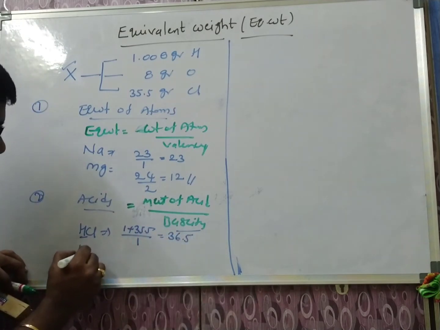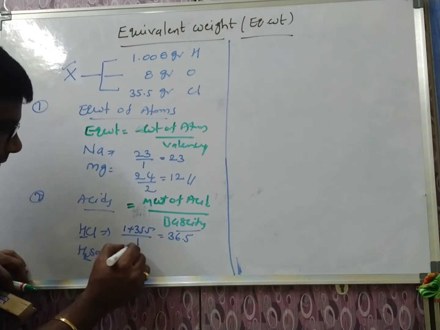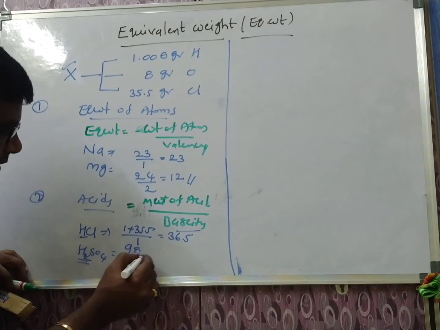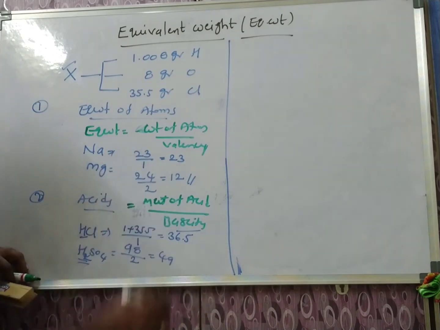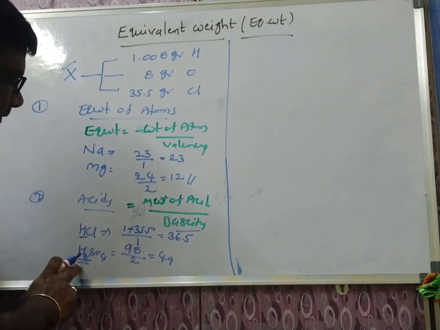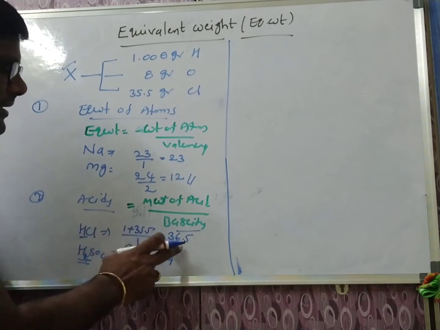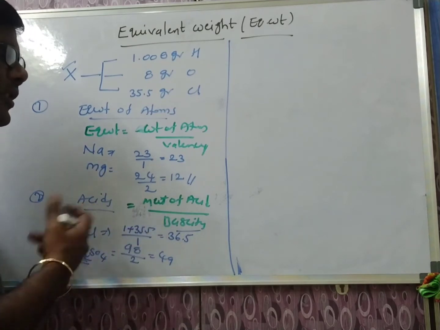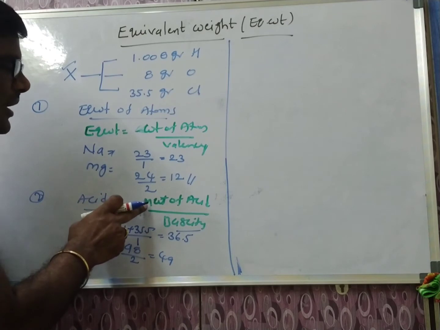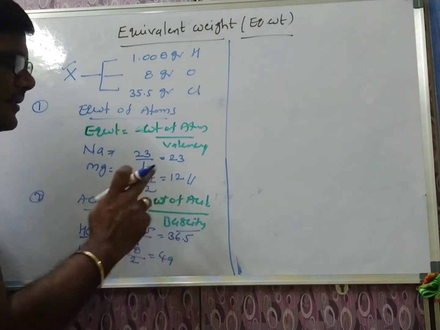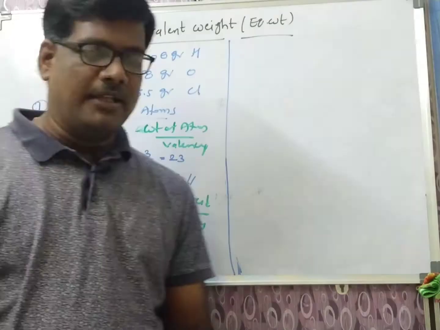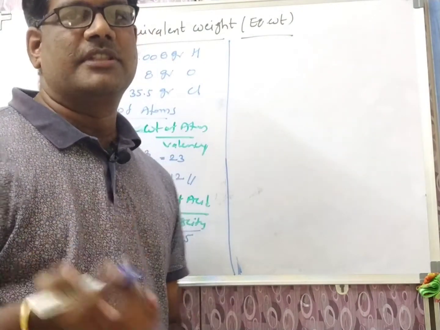For example, sulfuric acid, H2SO4. The molecular weight of sulfuric acid, if you calculate, is 98, divided by 2 hydrogens, so 2, which is equal to 49. So the equivalent weight of sulfuric acid is 49, and the equivalent weight of HCl is 36.5. It can be calculated by using the weight of the acid by the basicity. Basicity is nothing but the number of replaceable hydrogen ions.